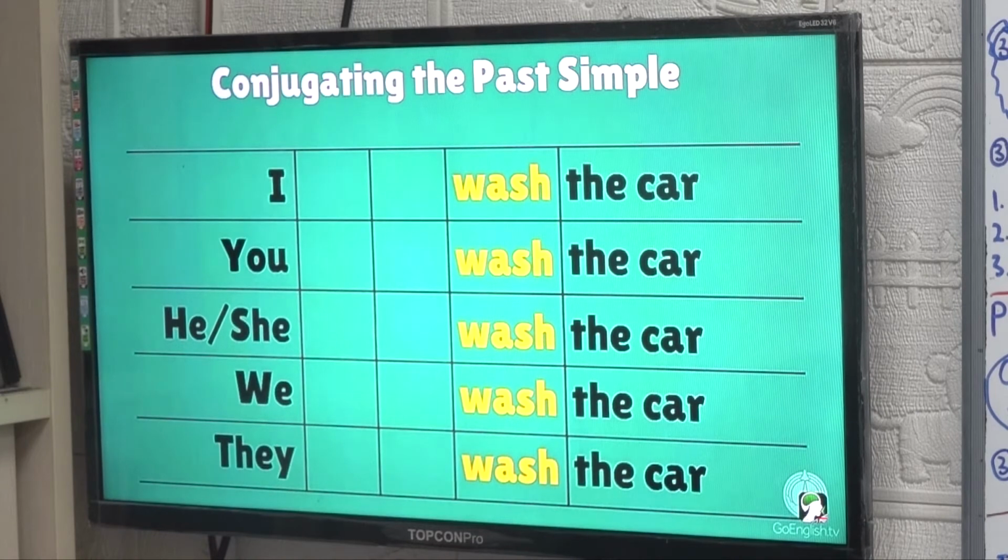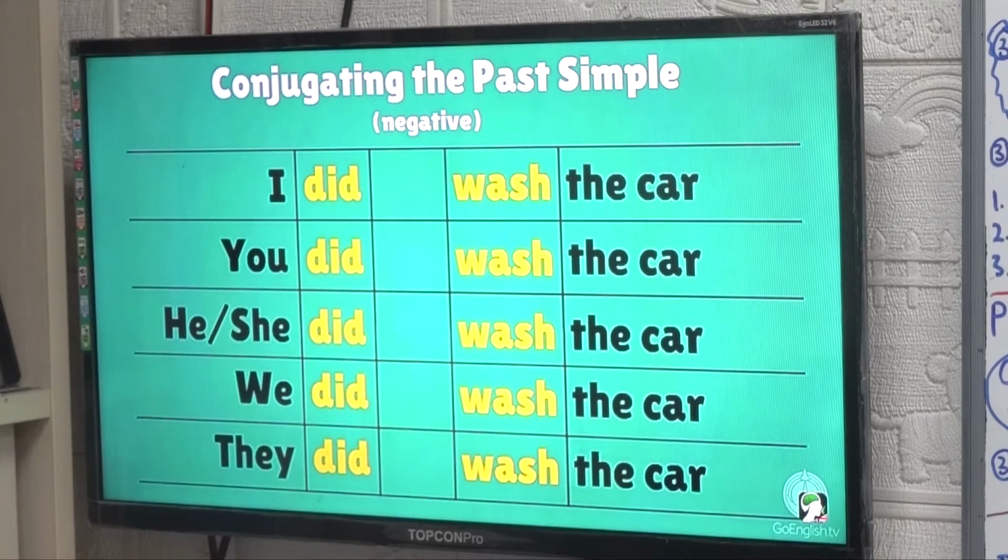Conjugating the past simple. Negative. I did not wash the car. You did not wash the car. He did not wash the car. She did not wash the car. We did not wash the car. They did not wash the car.